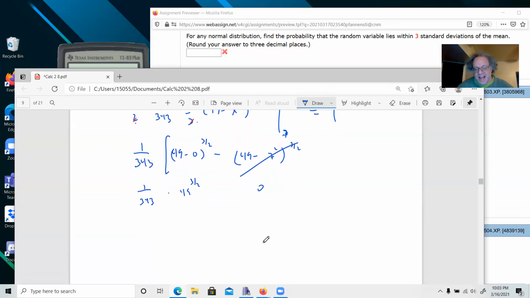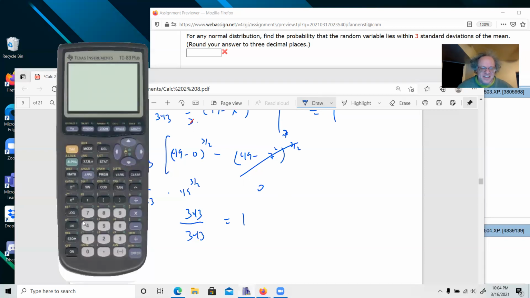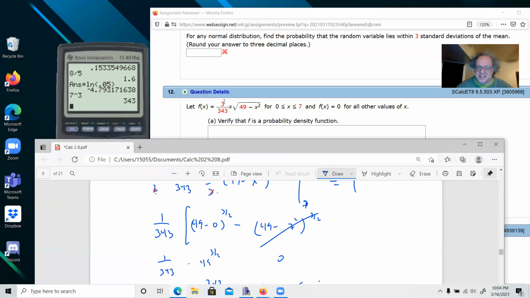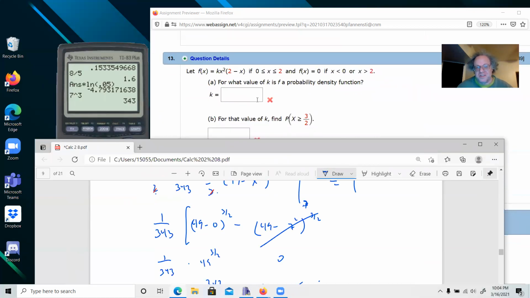And 49 to the 3/2 is 1, because it's the square root of 49, which is 7, and 7 raised to the 3rd power. There it is. So I thought that number looked familiar, but check, we're good. It is a probability distribution. Again, one of those problems that I always love to see on an exam because these are real straightforward. These are nice. Okay, part B.